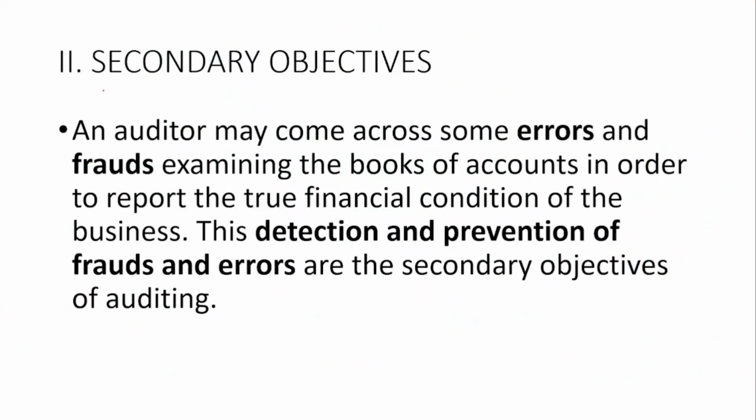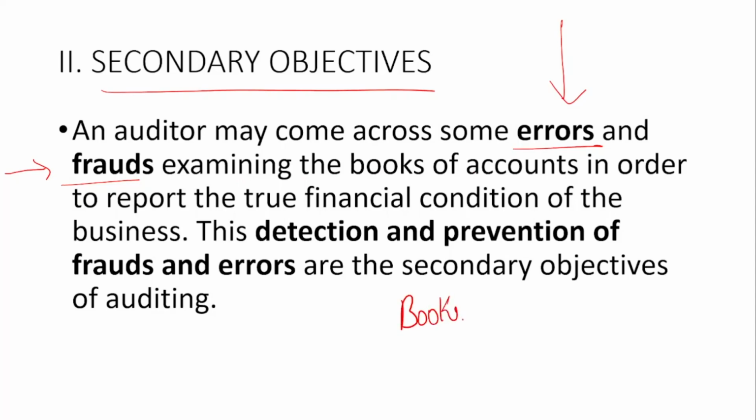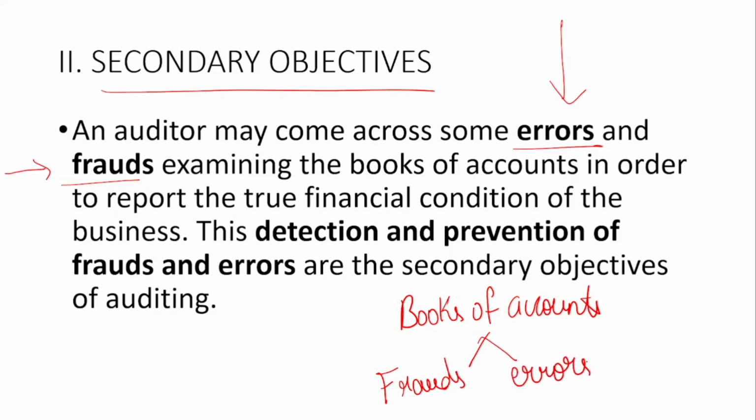Let us come to secondary objectives. An auditor may come across some errors and frauds. What is the difference between error and fraud? In my future slides, I'll explain. While examining the books of accounts, the auditor may find something called frauds and errors.